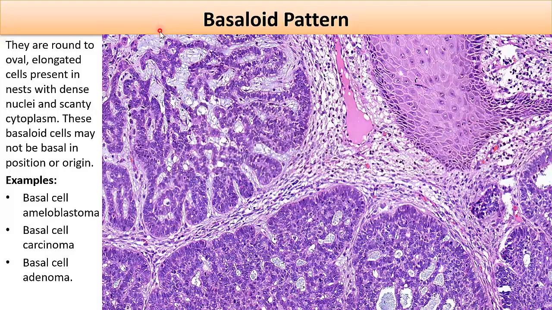Then tumors can have basaloid pattern, that is characterized by round elongated cells present in nests with dense nuclei and scanty cytoplasm. These are like basal cells of the epithelium. Small cells with dense nuclei, minimal cytoplasm. They are basal cells but not basal in position or origin, so basaloid. And these are seen in basal cell carcinoma, basal cell adenoma, and basal cell ameloblastoma.